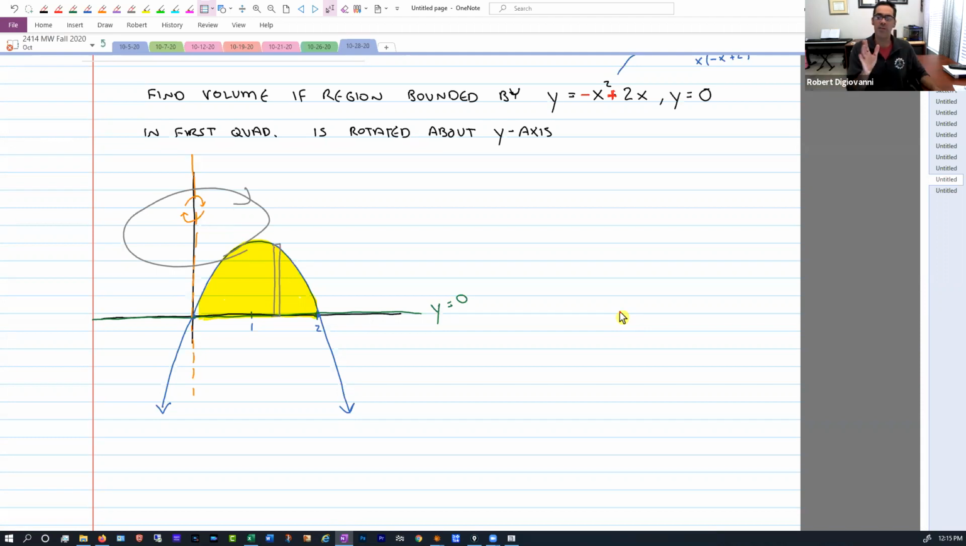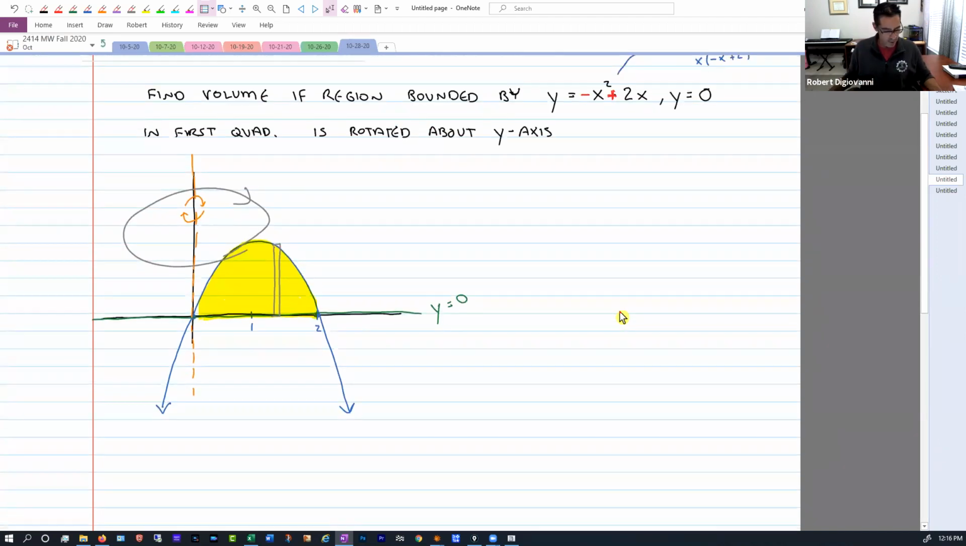Here's a thing that'll help you remember when to use shells and when not to. If your rectangle is perpendicular to your axis of rotation, you're going to be using washers. If your rectangle is parallel to your axis of rotation, you're using shells. So in this case, our rectangle is vertical, our rotation axis is vertical, and so we need to use shells to do this, right?